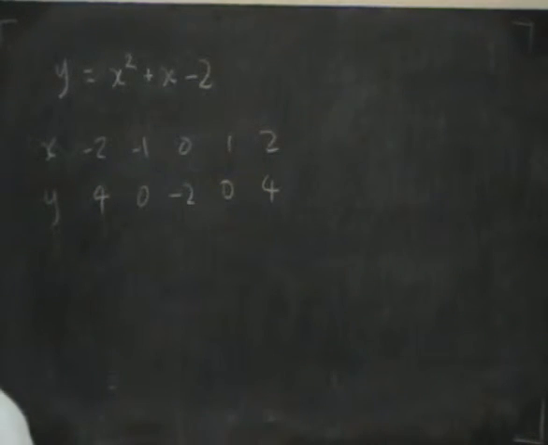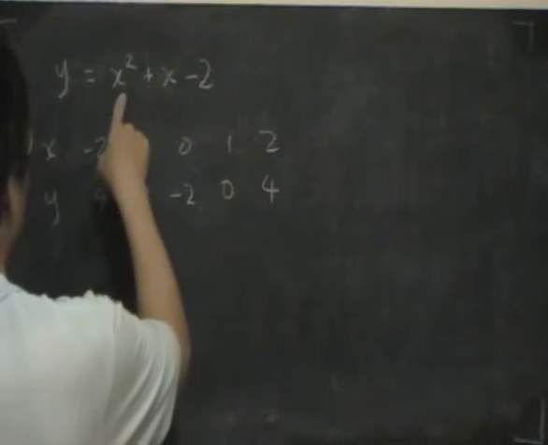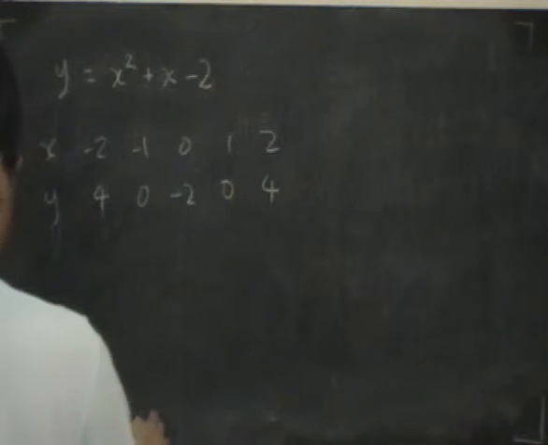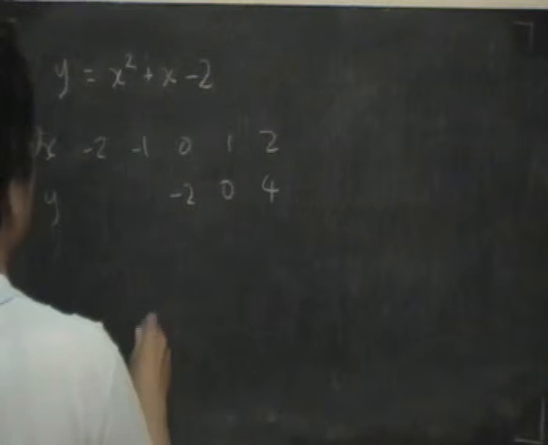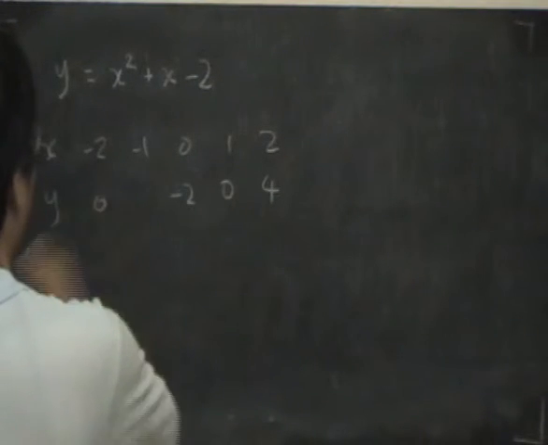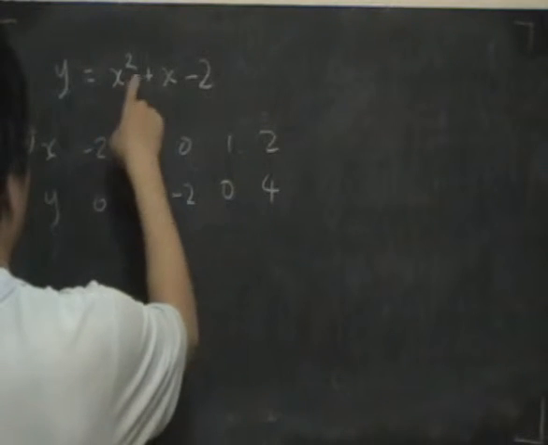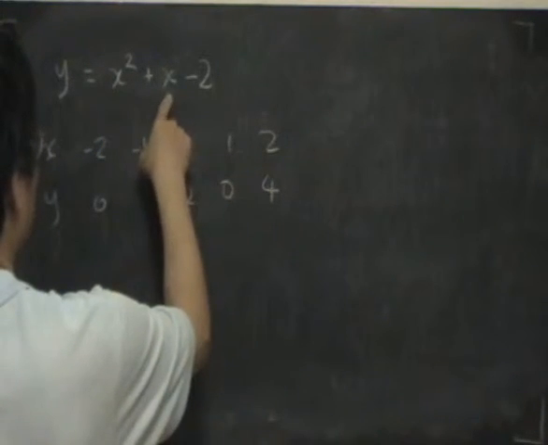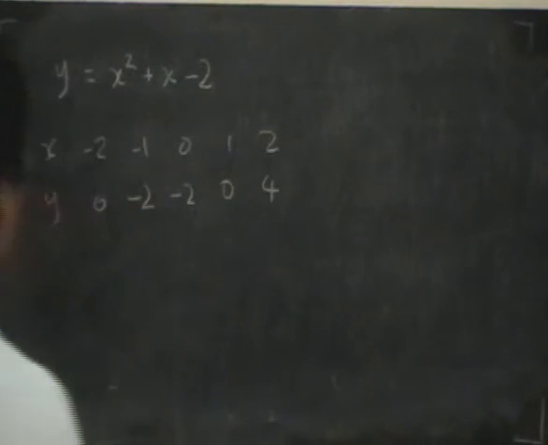Okay, I've made a mistake. Wait. Now, when x is minus 2, I have 4 minus 2 minus 2, so that should be 0. It must be wrong as well. So that's 0. When x is minus 1, I have 1 minus 1 minus 2. So that's minus 2. That's more like it.